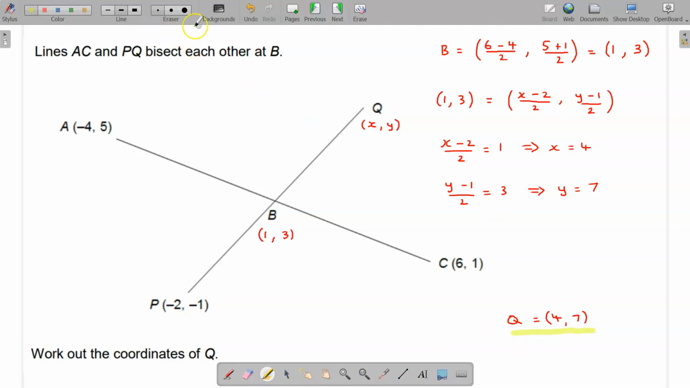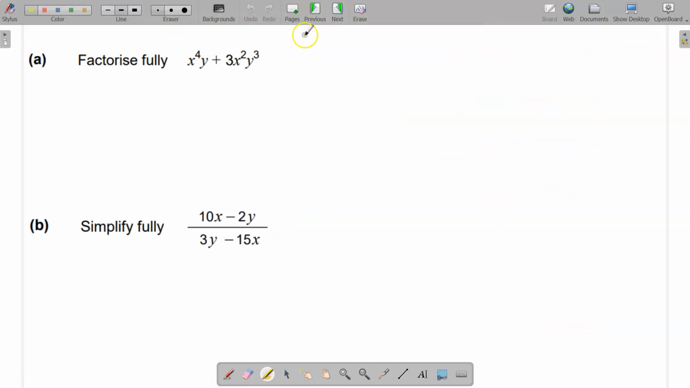Third question. Let's have a look at this one. Factorise fully. Okay, so you've got to look for the highest common factor of both terms. Well, it's got x squared there and x to the 4 there, so it's x squared, and it's also got y there and y there, so it's x squared y. Okay, so x squared y is the highest common factor of both terms.